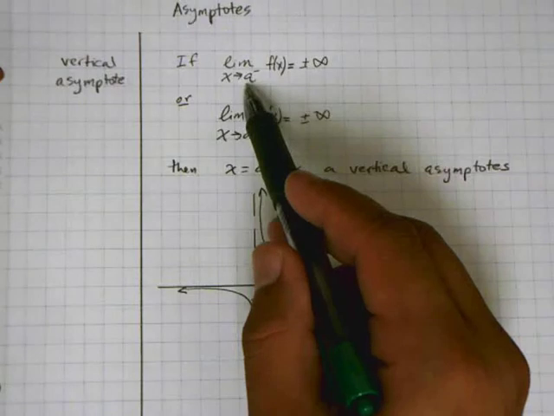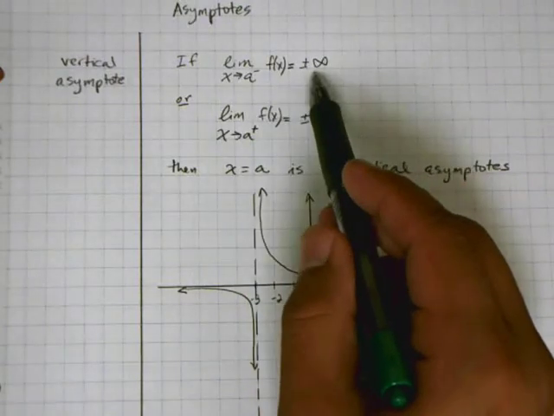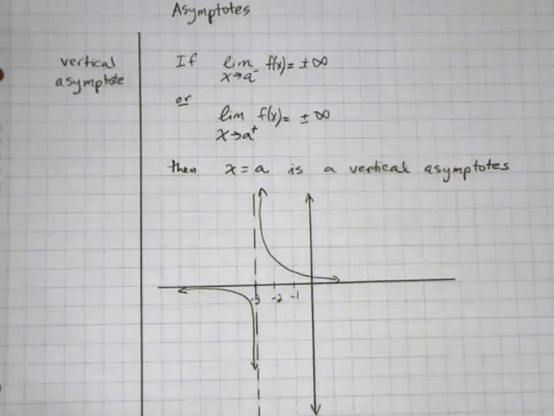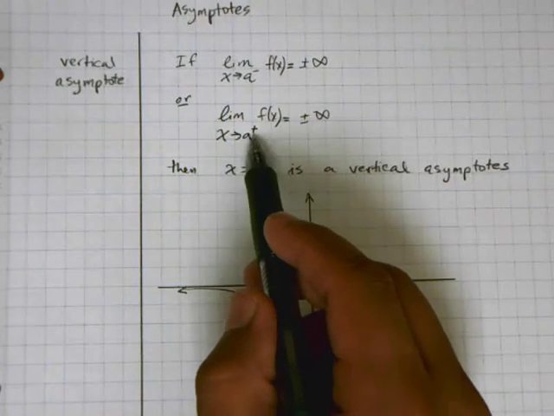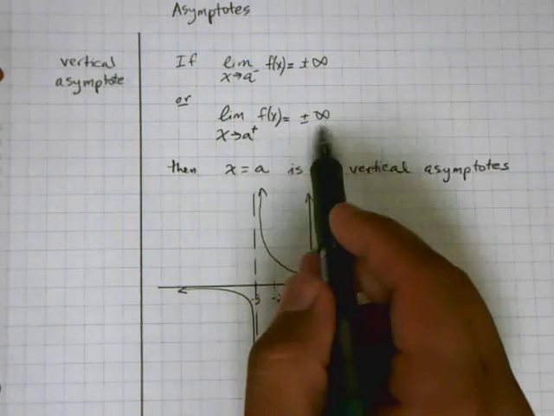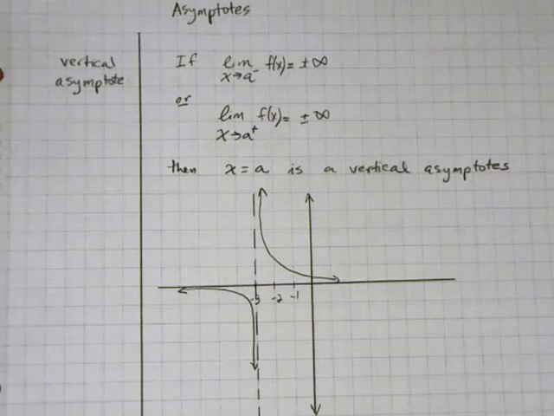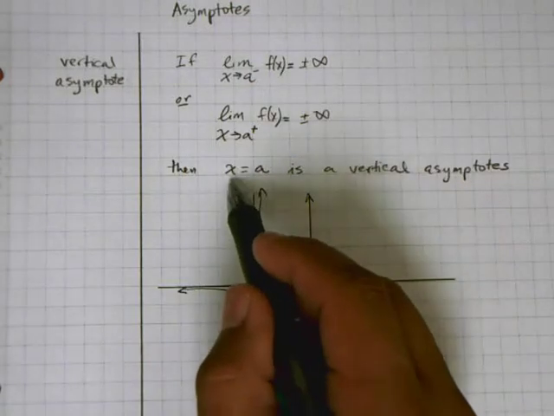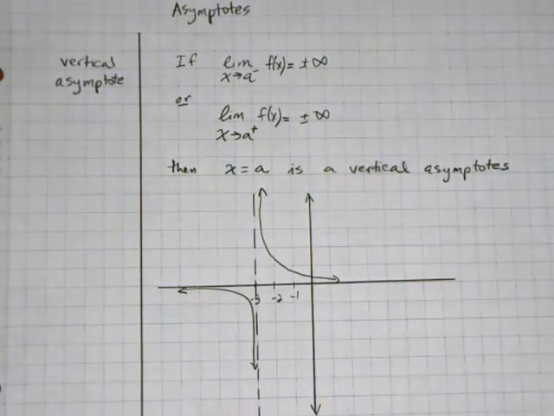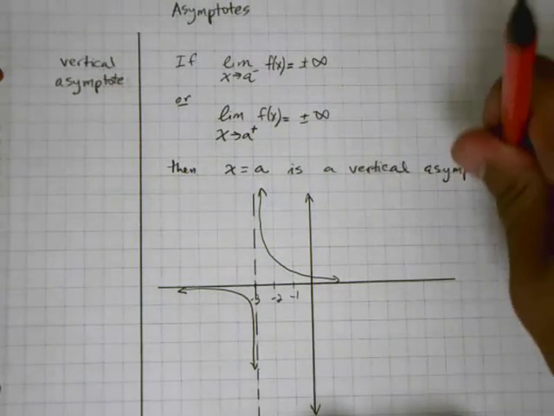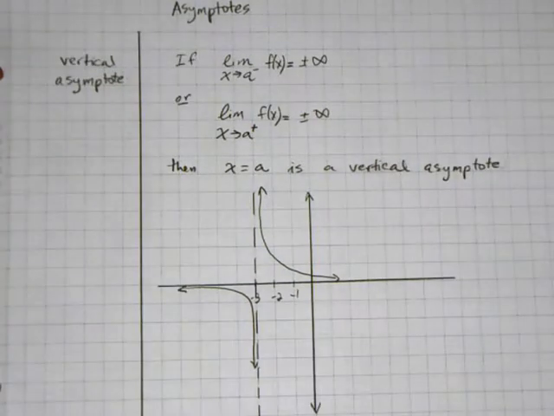So if the limit of a function as x approaches some value a from the left is positive infinity or negative infinity, okay, that's one scenario. Or if we approach the function from the right, and that's what this plus sign here means, is also positive infinity or negative infinity, then the vertical line x equals a is a vertical asymptote. Okay, and if that didn't quite make sense, don't worry. We're going to illustrate that with this example here.